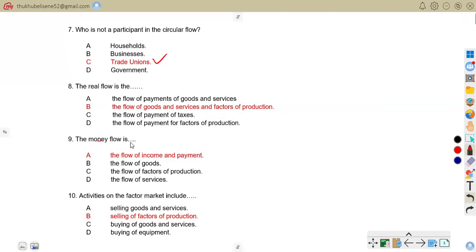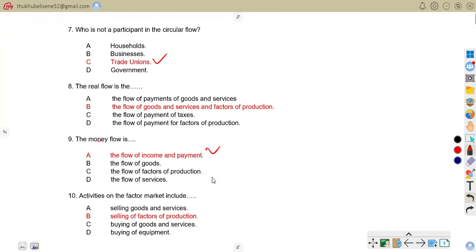Number 9, the money flow is the flow of income and payment, the flow of goods, the flow of factors of production, the flow of services. The correct answer is A, the flow of income and payment. So that is that, the flow of money and payment. The money flow is wages, rent, interest, profit, taxes. That's what we are talking about.